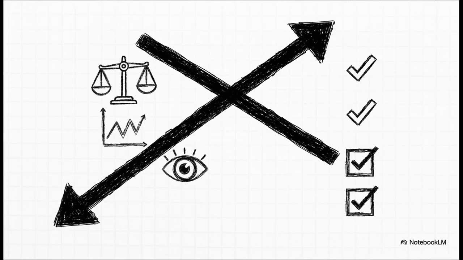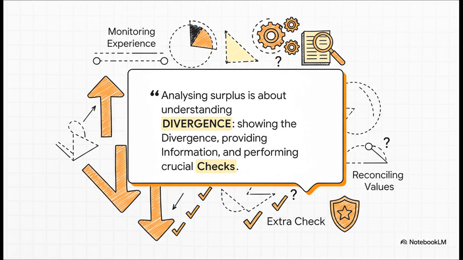We analyze surplus to show the divergence between what actually happened and what we expected, to provide information to management, to verify that the total variance is the sum of all its little parts, for experience monitoring, to reconcile values from one year to the next, to group sources into recurring or one-off items, to provide data for executive remuneration, to show the impact of new business strain, and so crucially, as a check on our assumptions and an extra check on our data.